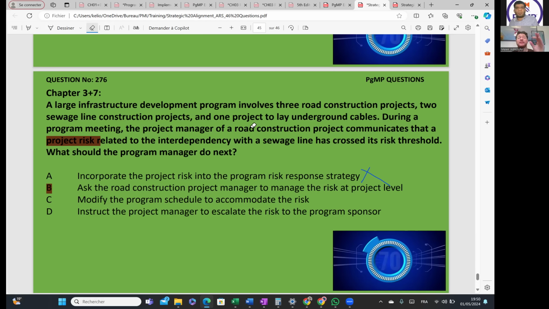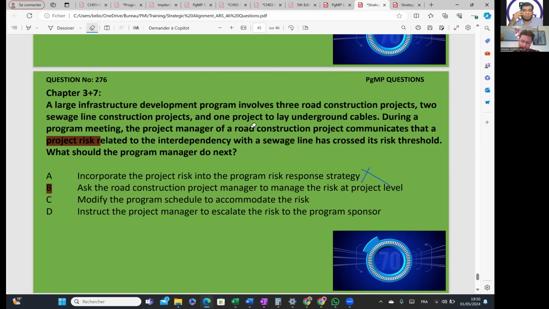That means every risk that has an interdependency should be raised to the program level if it crosses its risk threshold. If a project risk can be managed by itself, it is under your threshold, meaning it will not affect or influence your other projects, it is okay to handle at that project level. But if it has crossed the risk threshold, it has crossed the boundary, it will now have a big impact, then you have to go over the program.